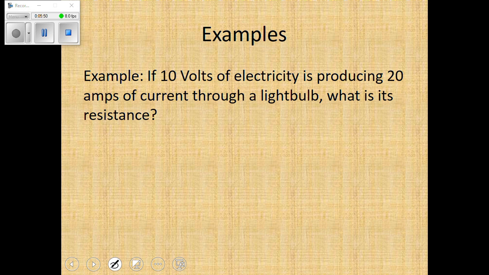Okay, let's work through one more example. If 10 volts of electricity is producing 20 amps of current through a light bulb, what is the resistance? Okay, so again, we're looking for resistance, pretty straightforward.